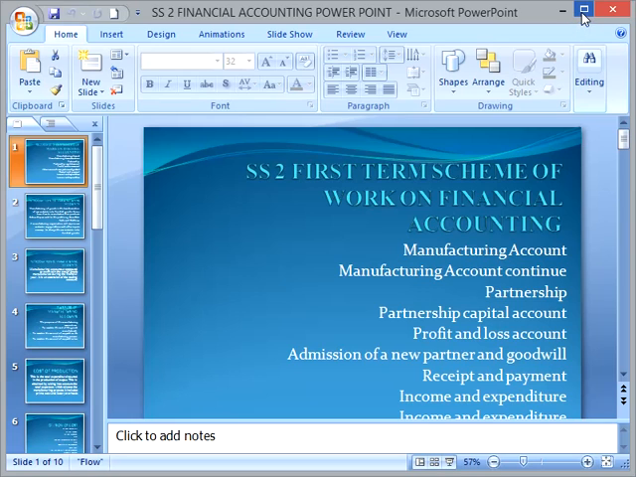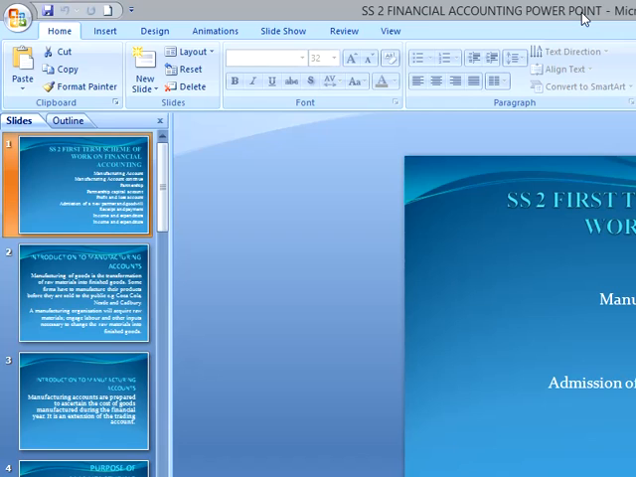We are going to be looking at manufacturing account this time, partnership accounts, partnership capital accounts, partnership profit and loss accounts. I will be looking at admission of new partner and goodwill account. Then we'll be looking at receipt and payment account and income and expenditure account.